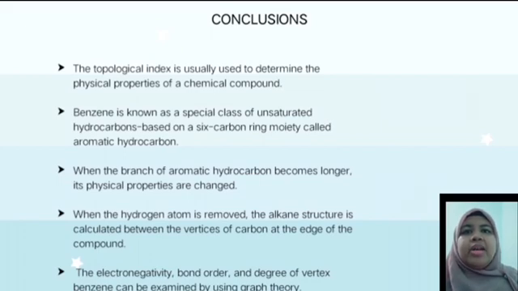When the branch of aromatic hydrocarbon becomes longer, its physical properties are changed. When the hydrogen atom is removed, the alkene structure is calculated between the vertices of carbon at the edge of the compound. The electronegativity, bond order, and degree of vertex of benzene can be examined by using graph theory.